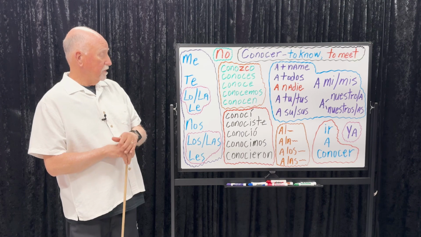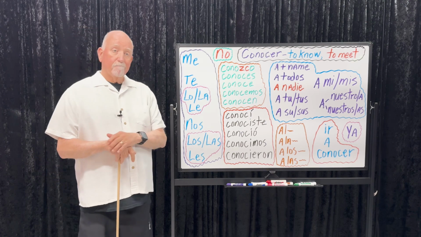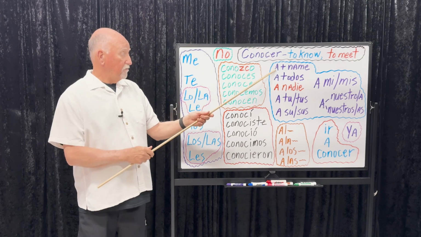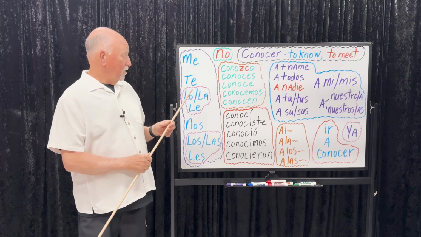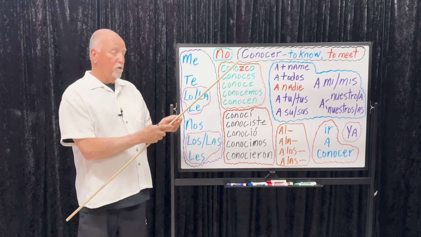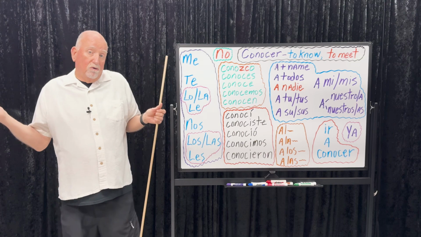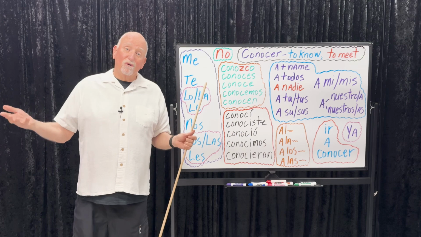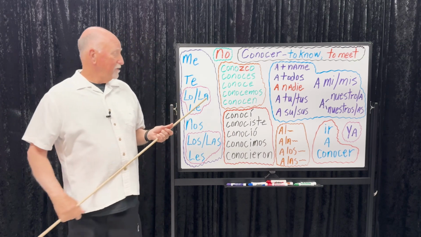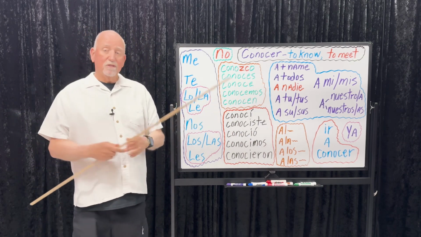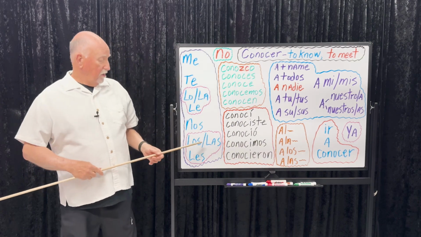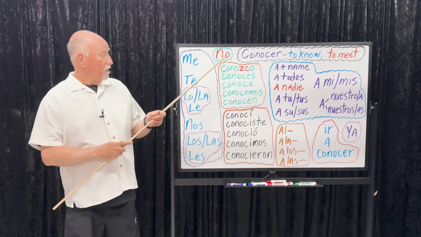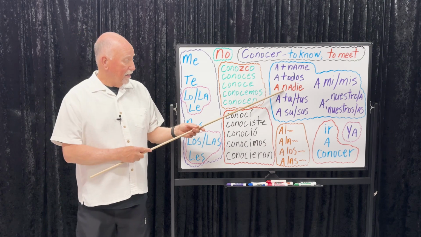Try a few more examples there. I know Frank. Conozco a Frank is the beginning way to say it. If you want to be a little more advanced, lo conozco a Frank. I don't know Frank, no lo conozco a Frank. Frankly, I don't know Frank. Francamente, no lo conozco a Frank. Okay? We know everybody. Conocemos a todos. Or, los conocemos a todos. I don't know anyone. No conozco a nadie.